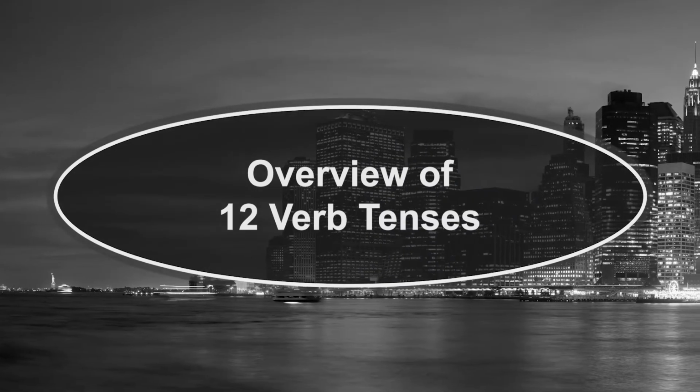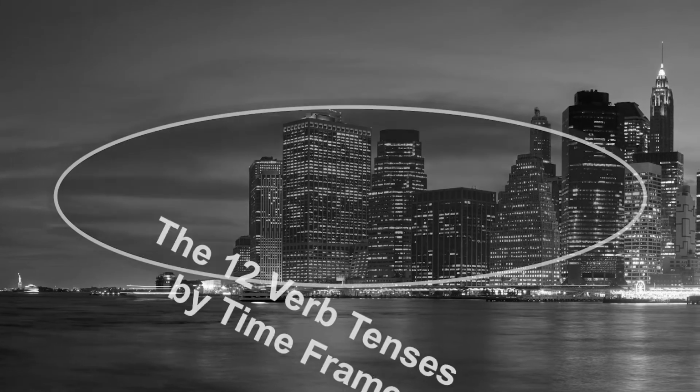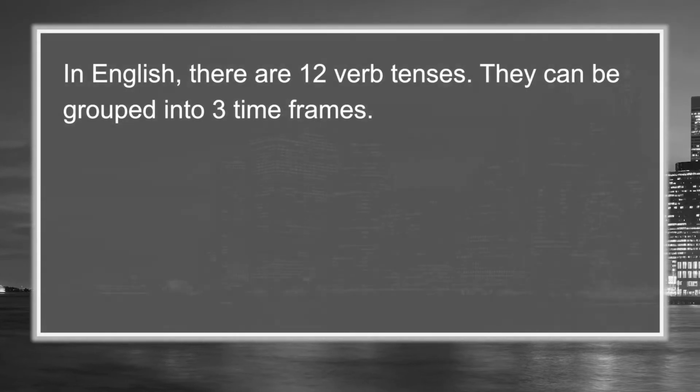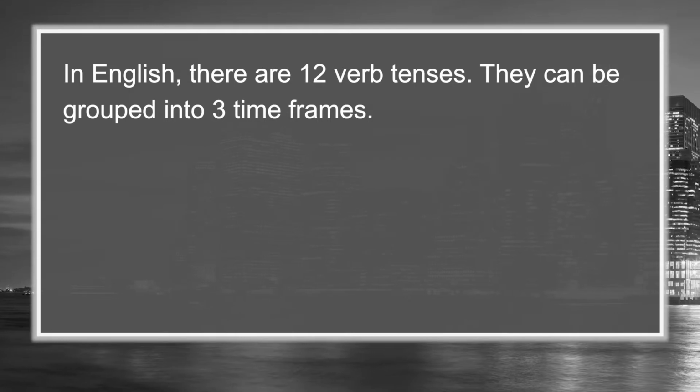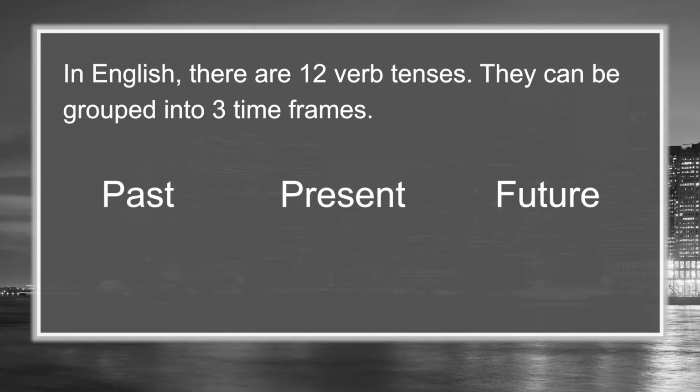Overview of 12 verb tenses. The 12 verb tenses by time frame. In English, there are 12 verb tenses. They can be grouped into 3 time frames: past, present, and future.